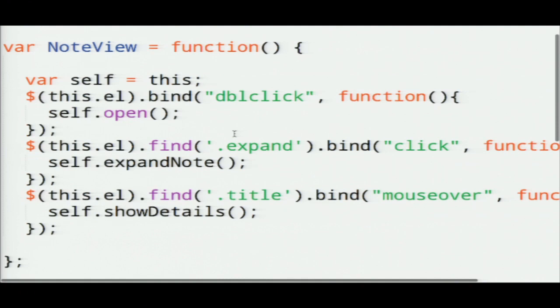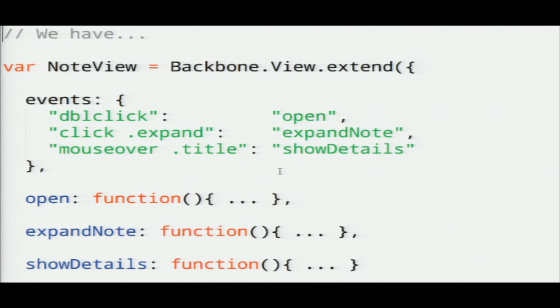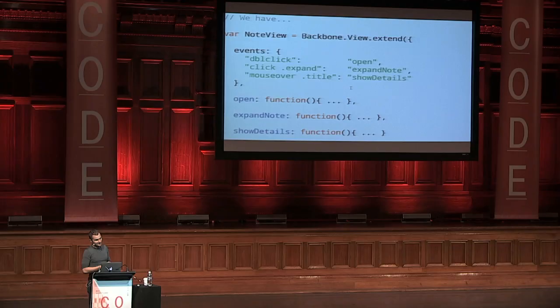So a Backbone view is similar to this, but it's a nice convention for saying, here is a logical piece of UI. It makes sense in isolation. I should be able to reuse it in different contexts. Here are the events associated with it. Whenever I click on the view itself, it should open. Whenever I click on the expand element, it should expand.